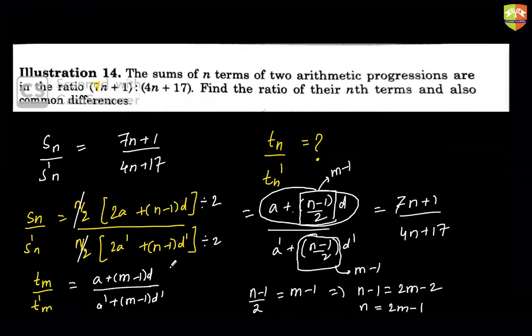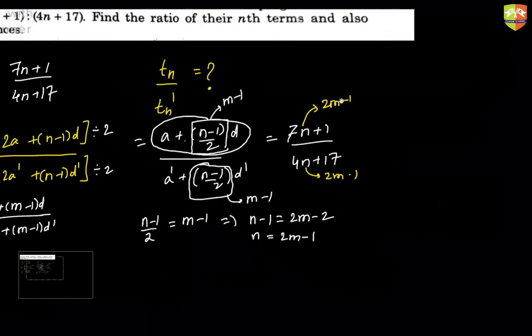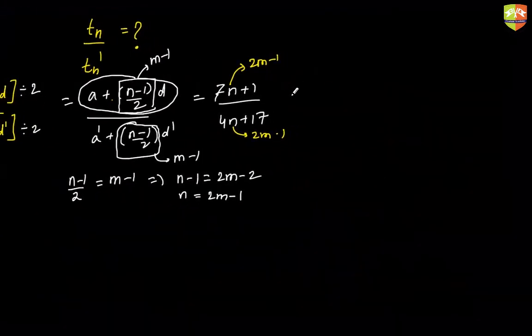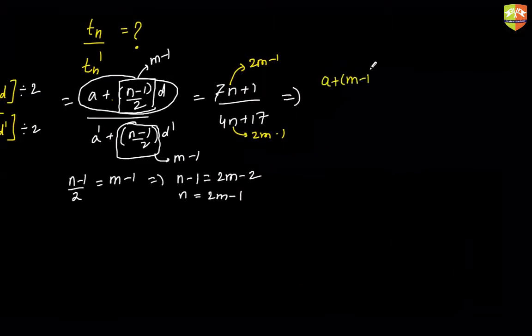Correct? So what I'm going to do is I'm going to make the same replacements over here as well. So I'm going to write this n as 2m minus 1 and this also as 2m minus 1, right? So that this entire thing gets converted to a plus m minus 1d. Remember, I'm replacing this with m minus 1. Denominator will convert to a dash plus m minus 1d dash.